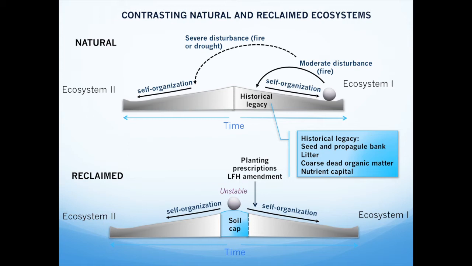And so we try to do something about it. Essentially, we put a series of planting prescriptions in. We might do an LFH amendment. And the idea here is we're trying to, in some way, simulate or restore in any way, shape, or form that historical legacy. The idea being that we then want the system to move into this stability domain to achieve some sort of end land use objective that we think is desirable. So that's a fundamentally different way to think about reclaimed systems relative to natural systems. And it puts into perspective why we do what we do in reclamation.